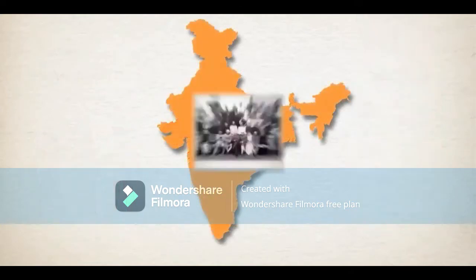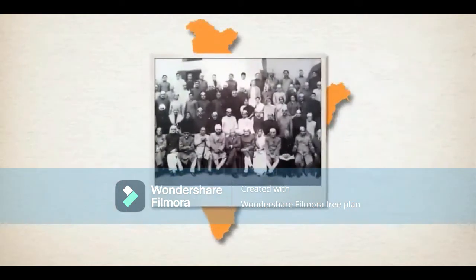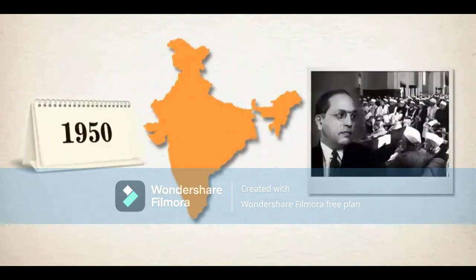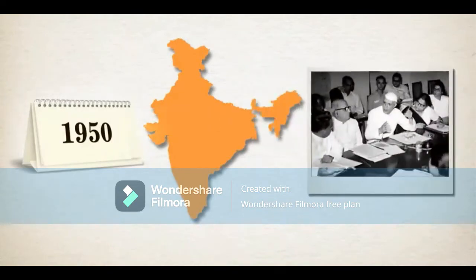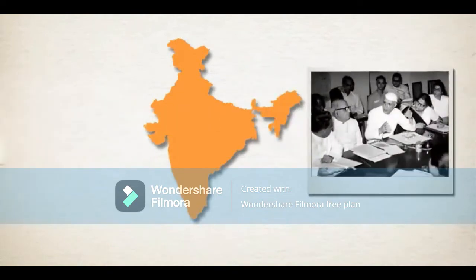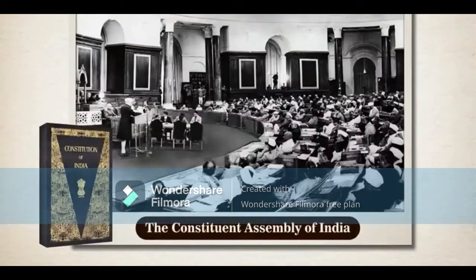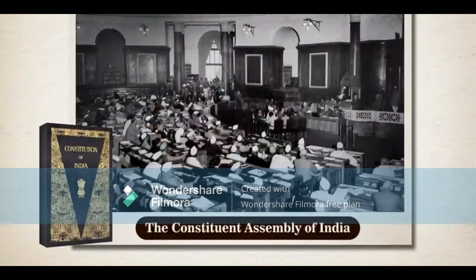A group of 299 members met for almost 3 years to work out the ways in which a democratic government would be set up in India and laid down the rules for its functioning. This group of 299 members was the Constituent Assembly of India, which framed the Indian Constitution.